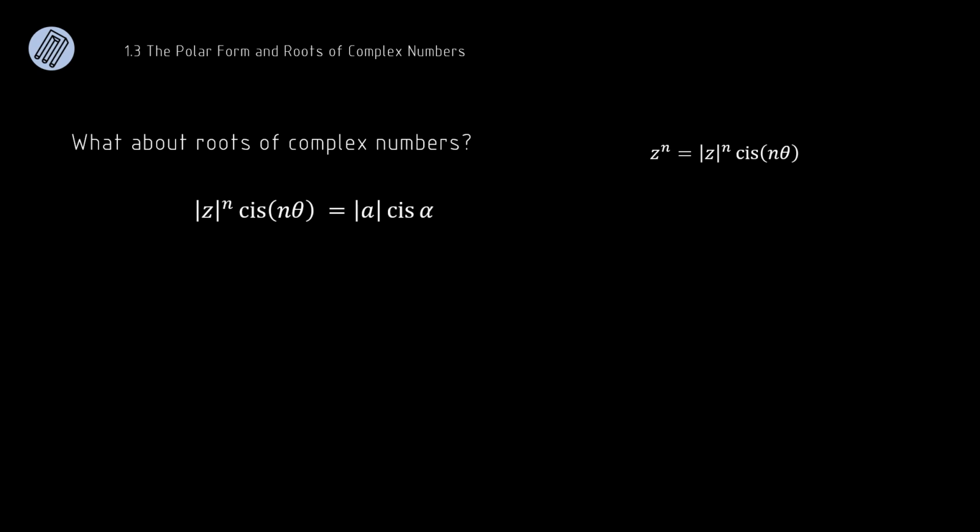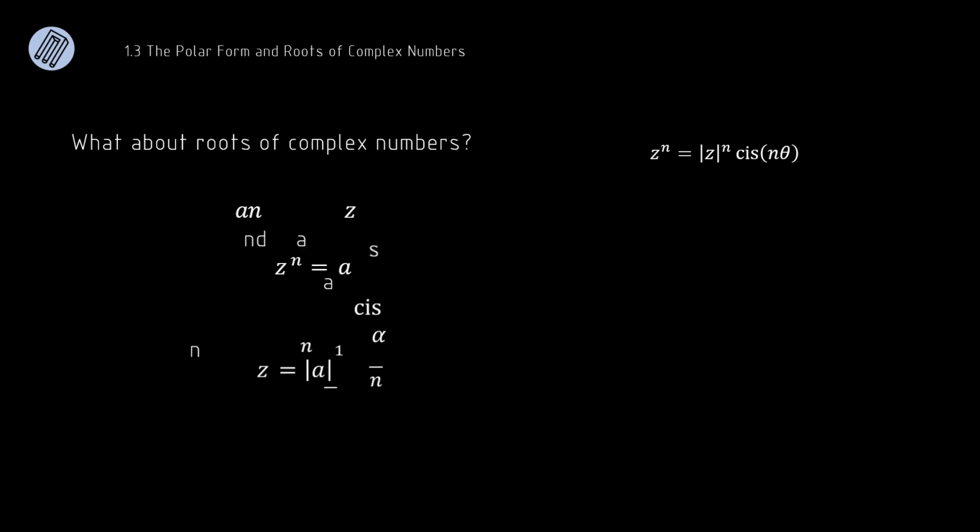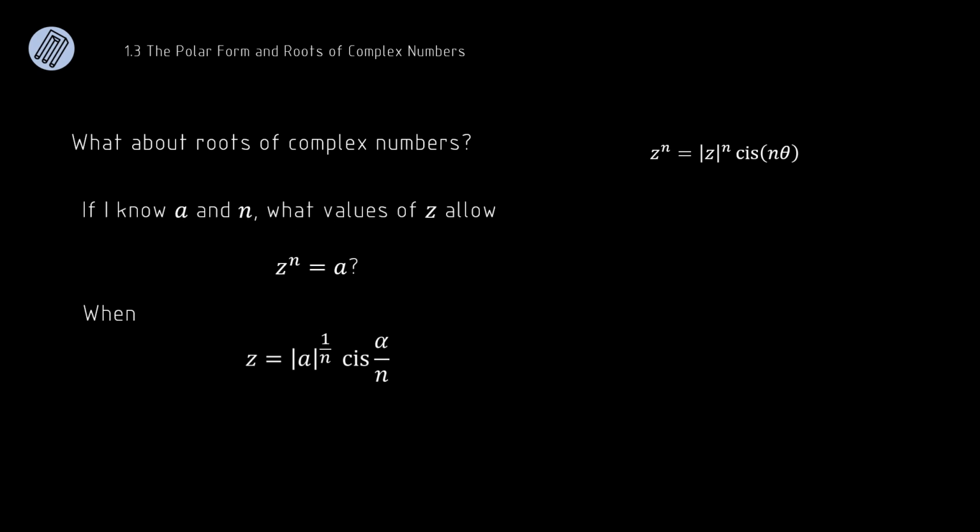a into its polar form. This implies a possible solution to this equation would be when the magnitude of z to the nth power is equal to the magnitude of a, and the cis of n theta is equal to the cis of alpha. Just doing some algebra implies that at least one solution exists when the magnitude of z is equal to the magnitude of a to the 1 over n power, and theta is equal to alpha over n. So, plugging everything back in, we see that this is an nth root of a.